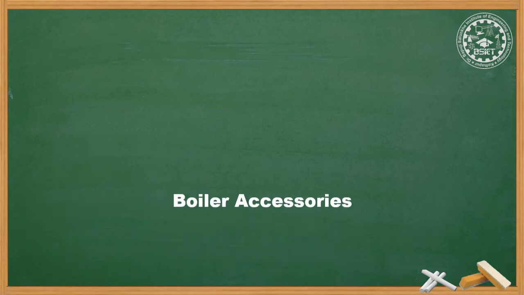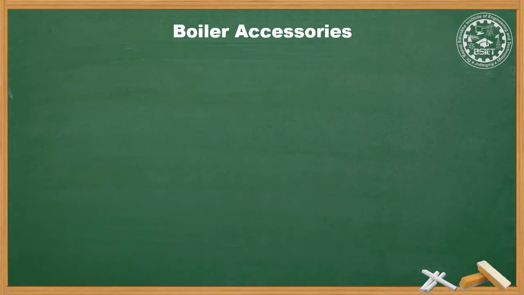Starting with the first, boiler accessories. The fittings which are installed for increasing the efficiency of a steam power plant and help the boiler plant work smoothly are called boiler accessories. There are different types of boiler accessories which we are going to study today in this session. Number one is the economizer.